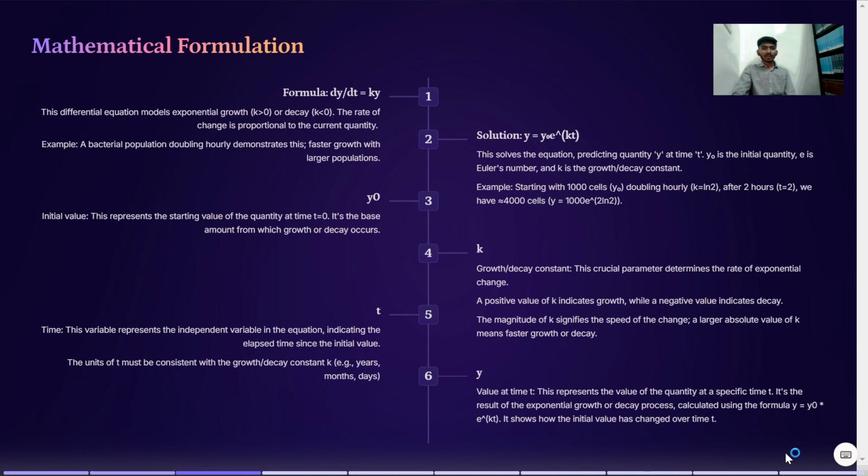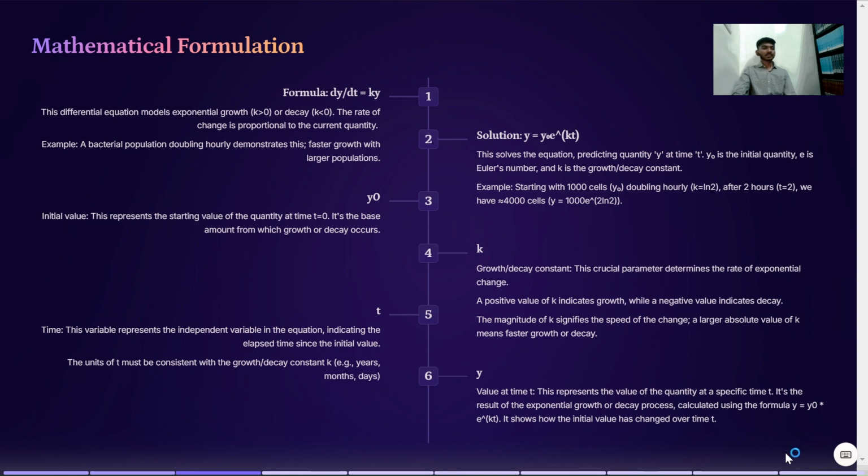Now, the variable k. It is known as the growth or decay constant. This crucial parameter determines the rate of exponential change. A positive value of k indicates growth, while a negative value indicates decay. The magnitude of k signifies the speed of the change. A larger absolute value of k means faster growth or decay.